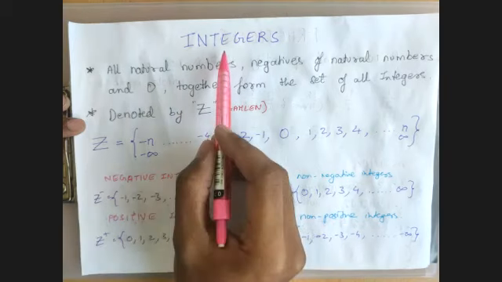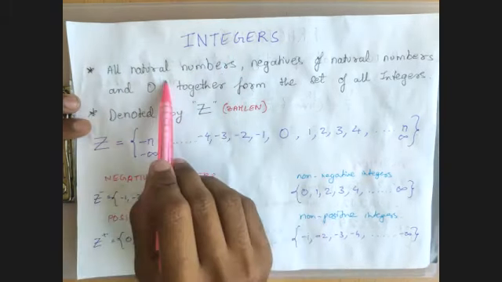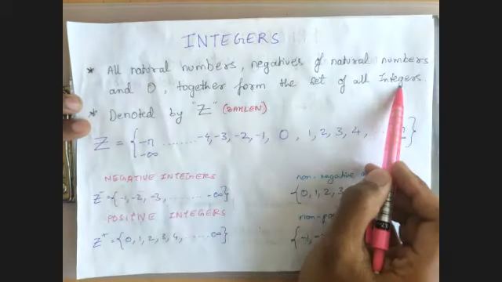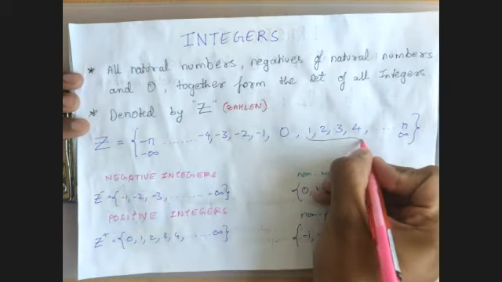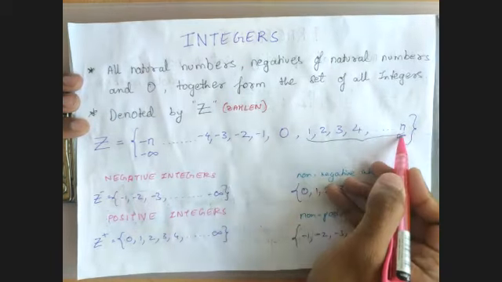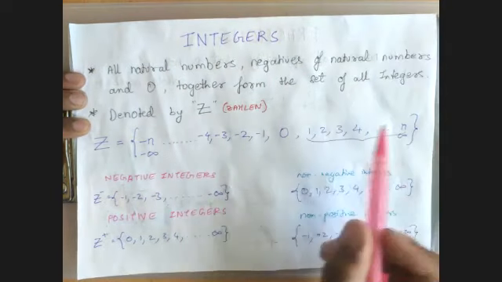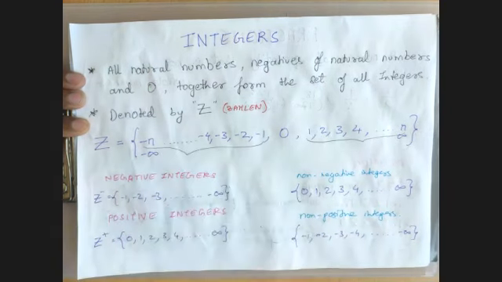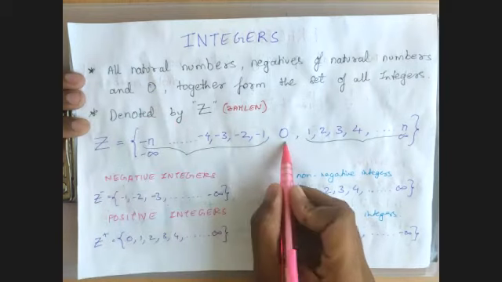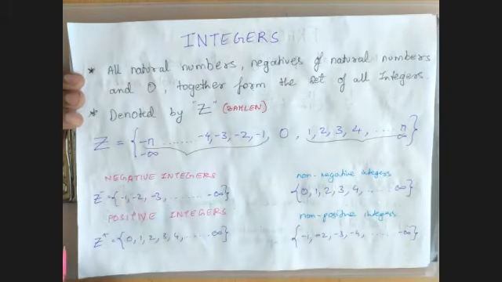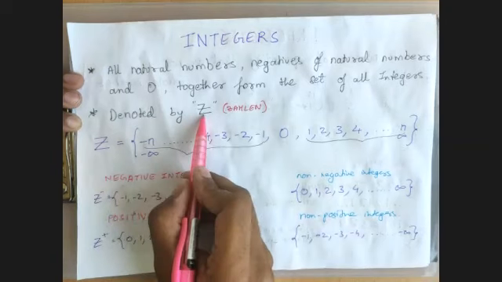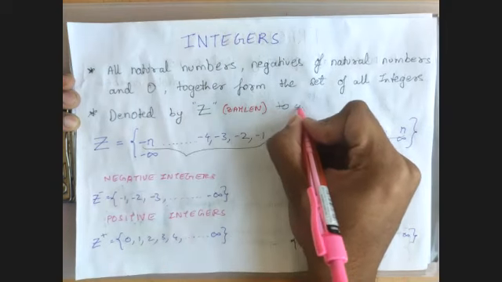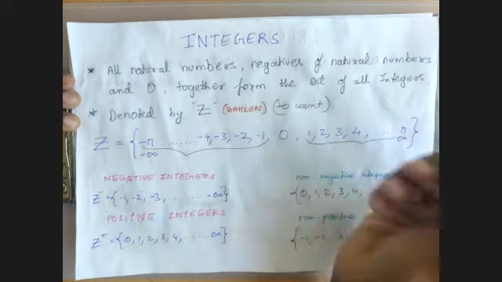Now let us look at integers. All natural numbers, negatives of natural numbers and 0 together form the set of integers. That means we know that the natural numbers are counting numbers, that are 1 till n. And the negative of natural numbers, that means if we add a minus sign to this, is minus n to -1. The negative of natural numbers and 0 together form integers. This is denoted by Z. Z comes from the word Zahlen. Zahlen is to count in German.